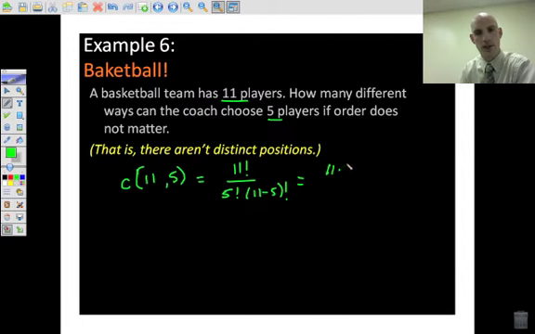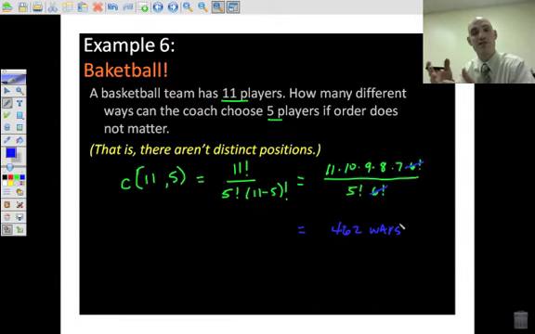So we have 11 times 10 times 9 times 8 times 7 times 6 factorial over 5 factorial, 6 factorial. We cancel out. So we end up with 462 ways to pick 5 players from 11 players on the bench, considering the fact that there are not distinct positions, meaning order does not matter. So for combinations, order does not matter.